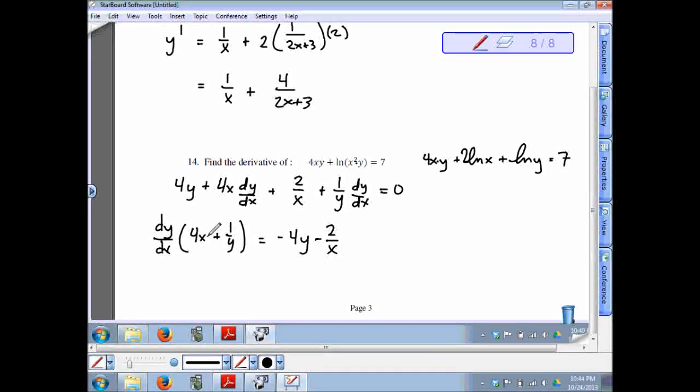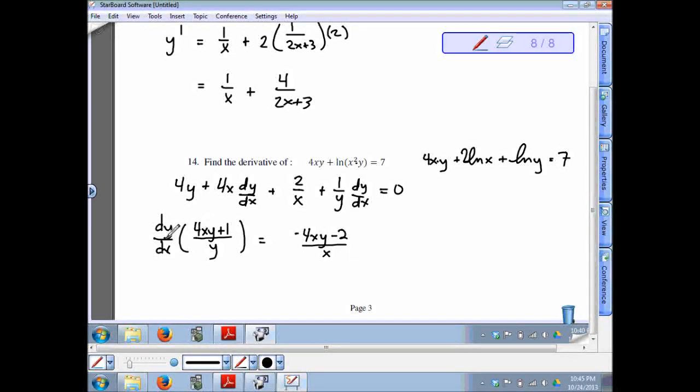Now 4x plus 1 over y, we're going to have to combine that into one single term rather than the sum of two terms. This right here is over 1. In order to add these, we need to have a common denominator, so we need to multiply it by y over y. Adding them together then is going to be 4xy plus 1 all over y. You do the same thing on the right side. To get a common denominator, this needs to be multiplied by x over x. This is going to be negative 4xy minus 2 all over x.